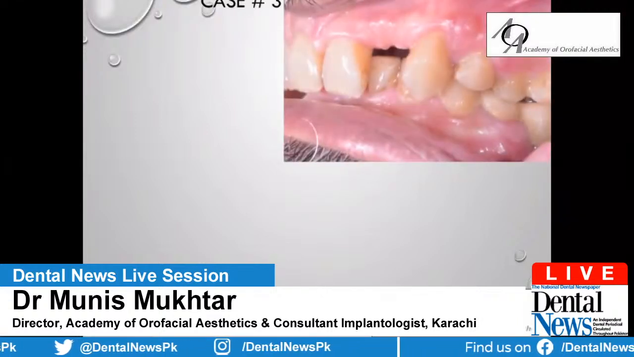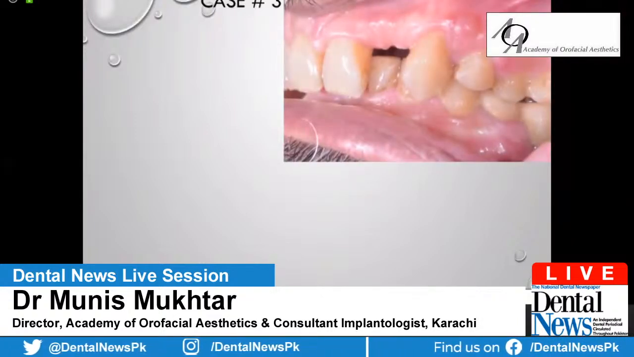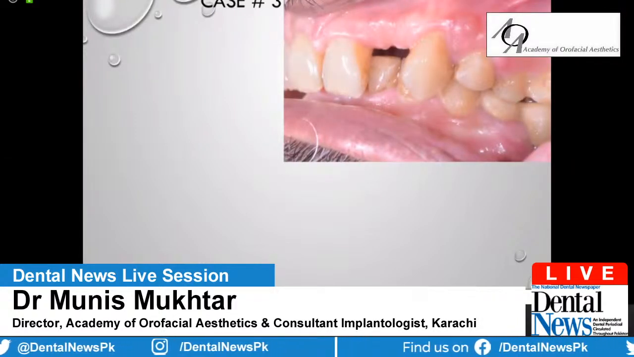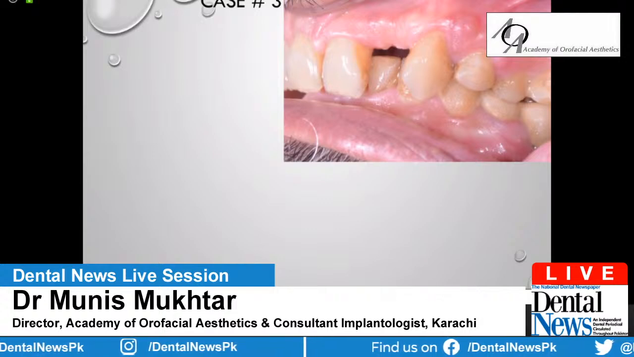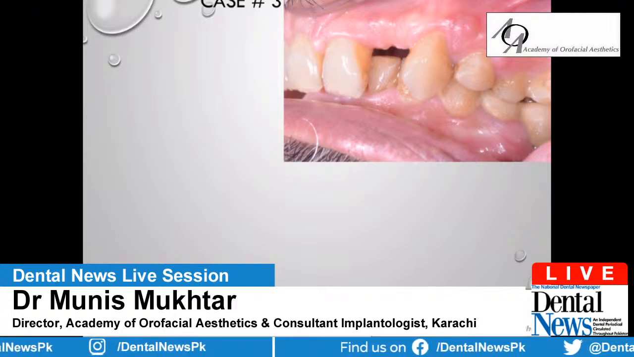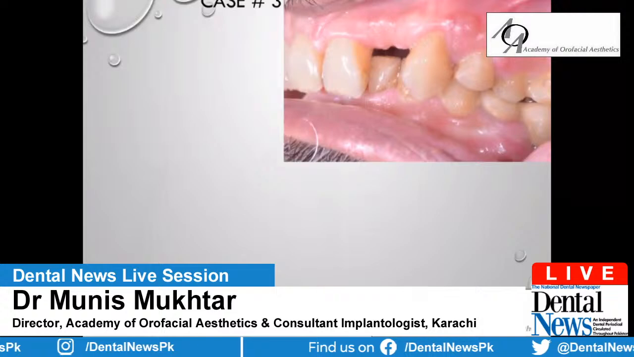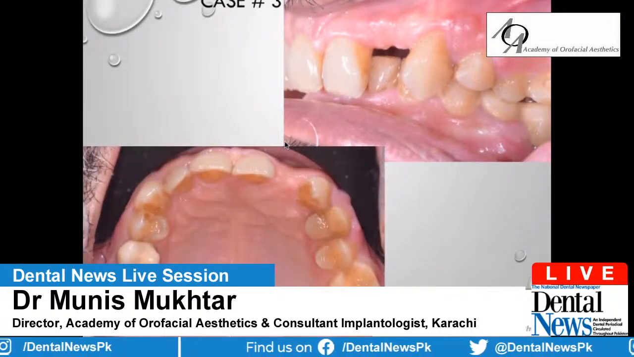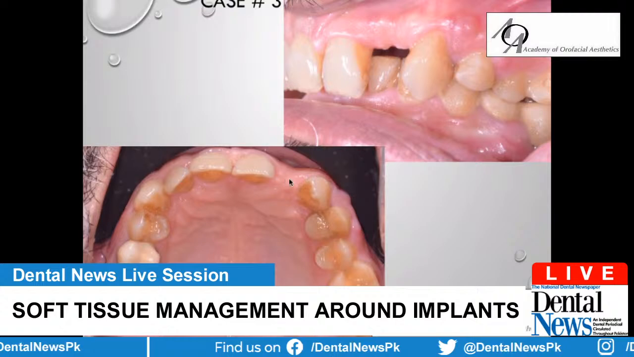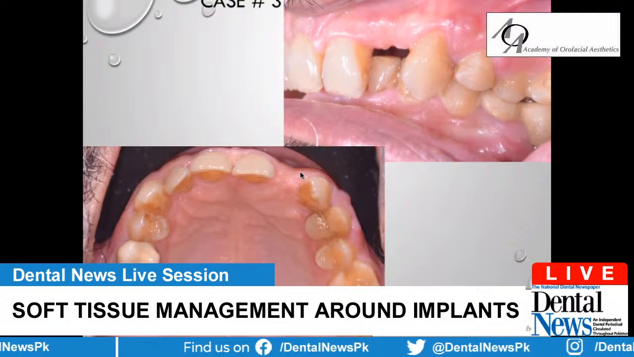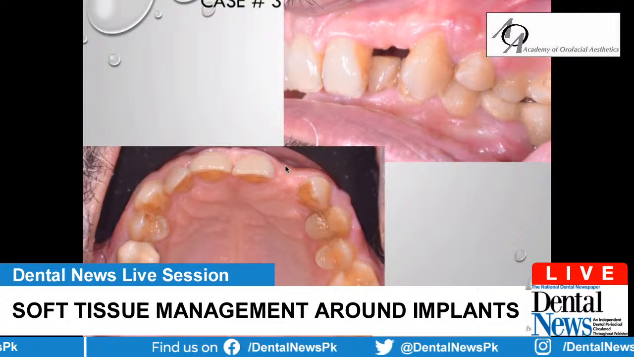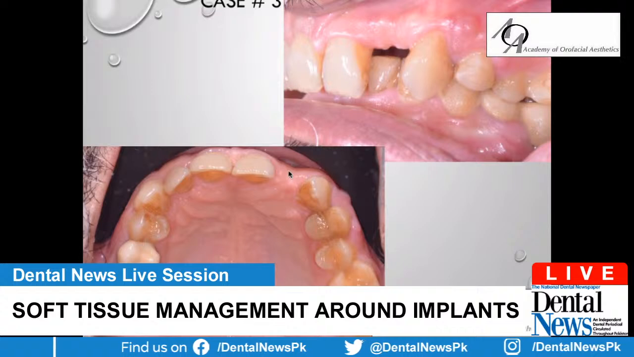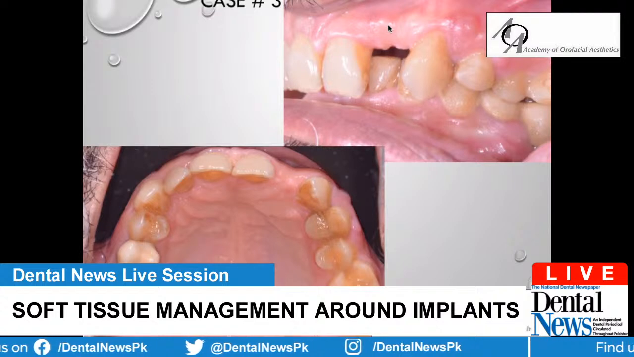Another case, once again, this is a thick, low scalloped. I would say it's a very easy case. But still, because of the loss of this lateral incisor, there is a dip. Obviously, there is a little deficiency of hard and soft tissue both. Quality is not an issue in this case.